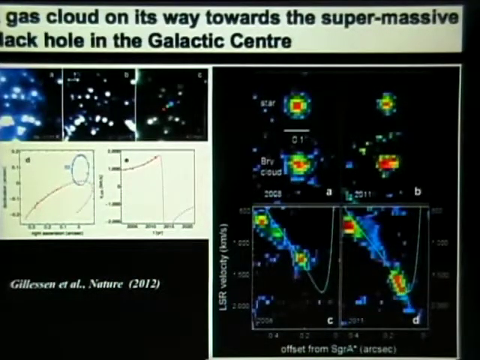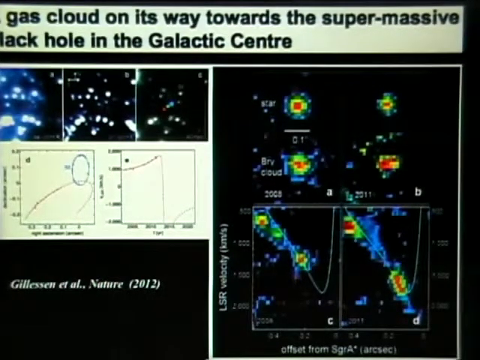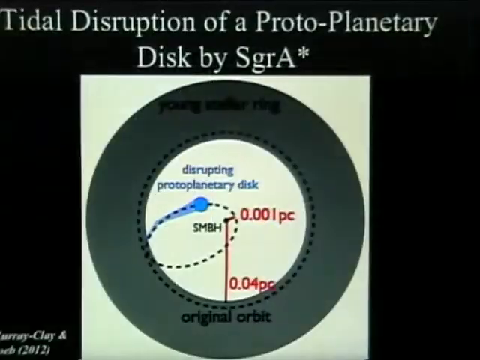And so the interesting question is, what is it? What made this gas cloud, and why is it falling towards the black hole? Together with Ruth Murray-Clay, we offered an explanation. There is actually a young ring of stars that were formed less than 10 million years ago around Sagittarius A star. We see massive stars in a ring that has an inner radius of around 0.04 parsecs, roughly 10 to the 17 centimeters, and an outer radius which is roughly 10 times bigger.